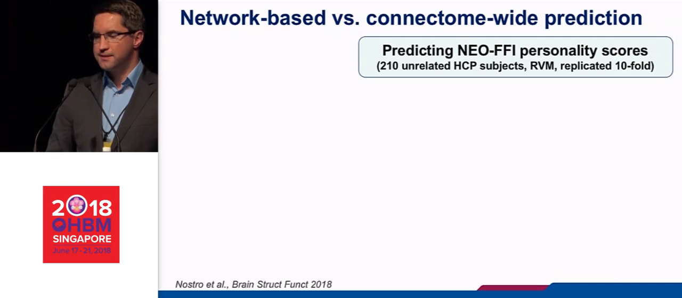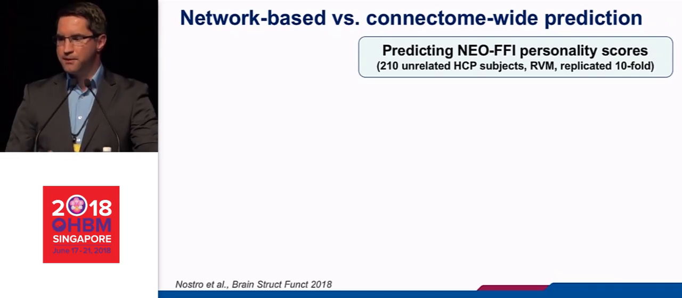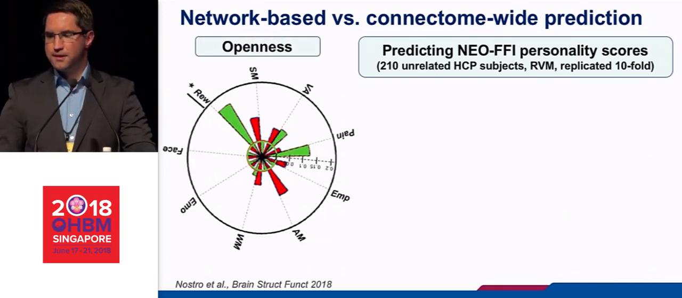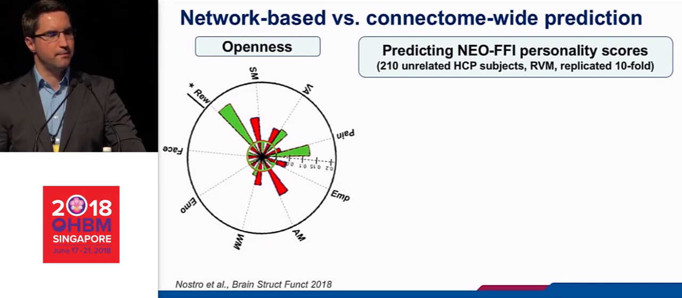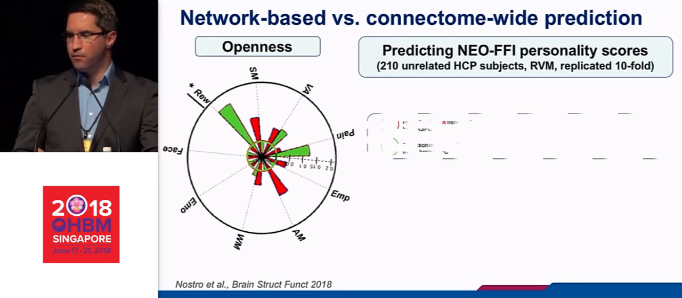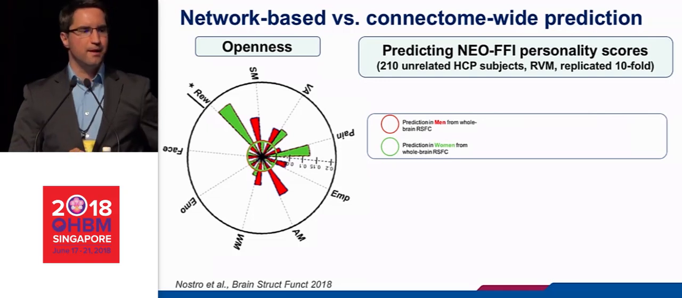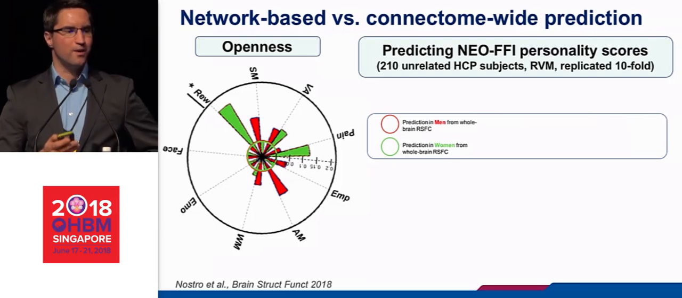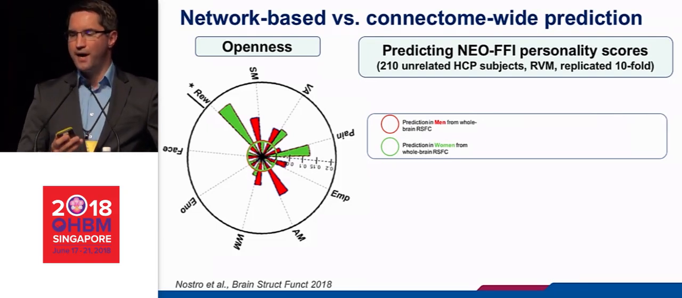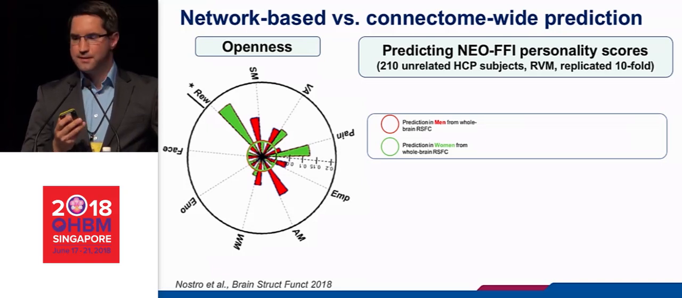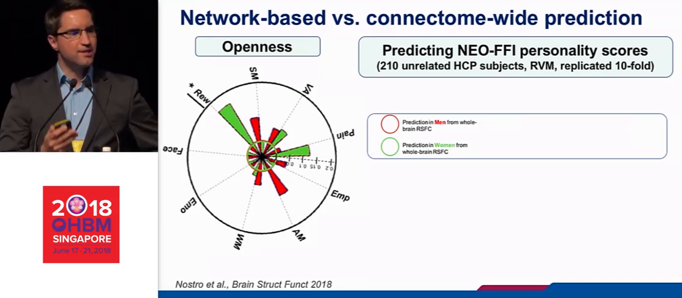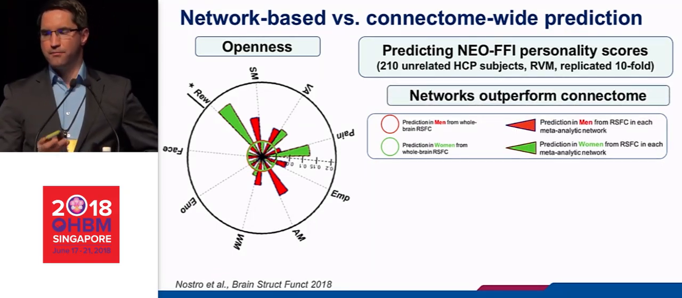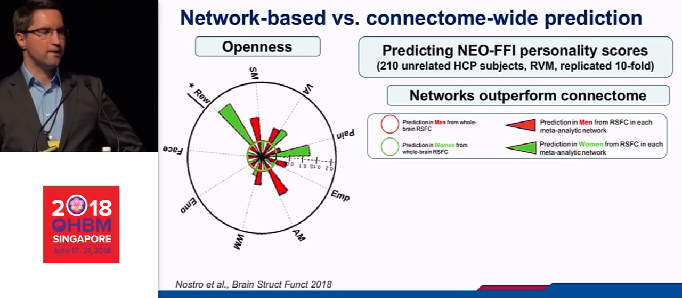So what I'm showing you here is data that was just published on the NEO FFI personality scores. For the interest of time, I just show one here, and that's the personality dimension of openness. Now, what you see here, the circles in the middle, that's the classification performance using whole connectome classification. So what you see quite nicely is that a couple of networks, these are the individual networks, substantially outperform whole connectome prediction.